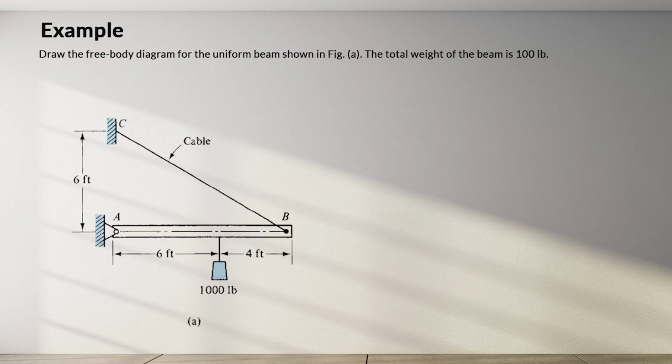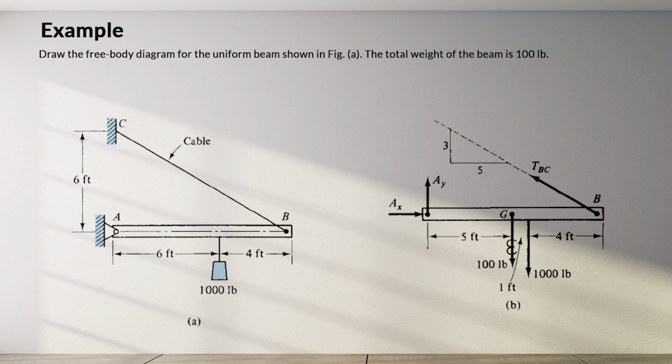In another example, we want to draw the free body diagram for the uniform beam shown in figure A. The total weight of the beam is 100 pounds. The first step is to draw the free body diagram. In the diagram, you're going to show that the 100-pound force equals the weight of the beam. The beam is uniform. Therefore, the geometric center and center of gravity, G, are at the same point.